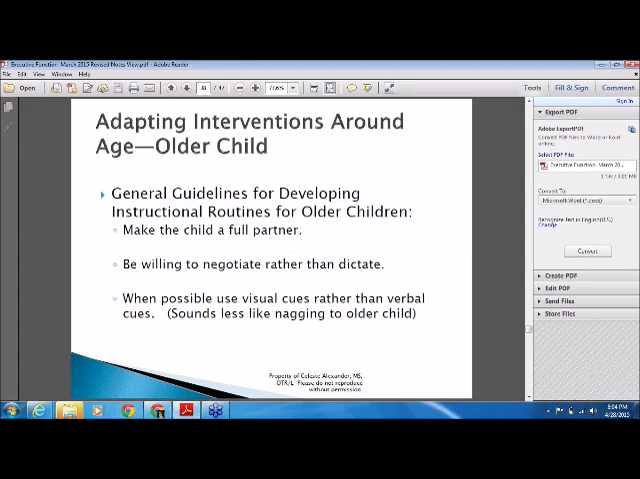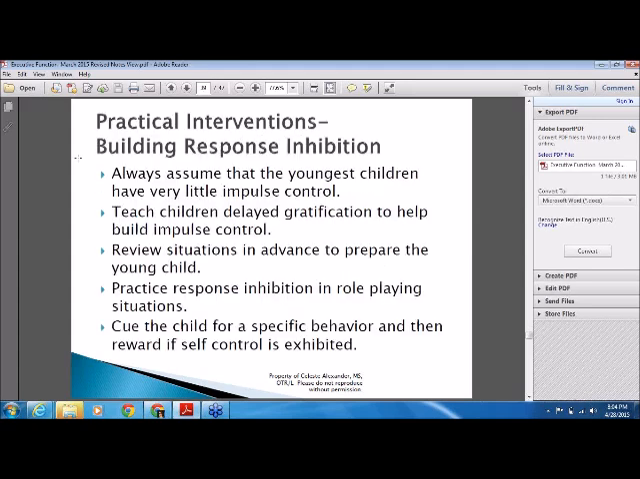When possible, use visual cues rather than verbal cues. It really does sound like less nagging to an older child. And I think it can make them feel more, what's the word I'm looking for? Not accountable, invested in. Sometimes I even have them create what they think would be the right visual cue. Okay. So those are some ideas for the older child.